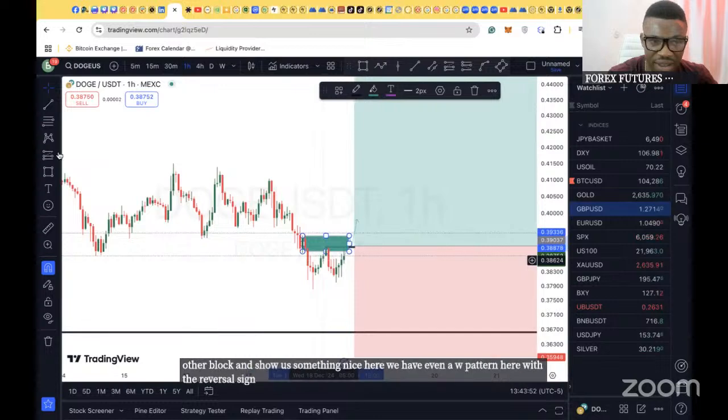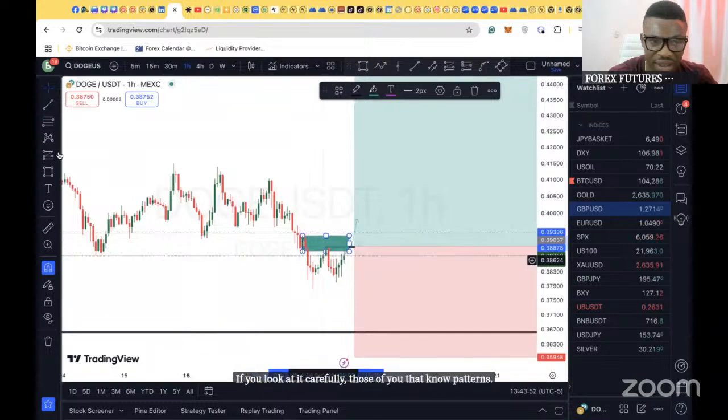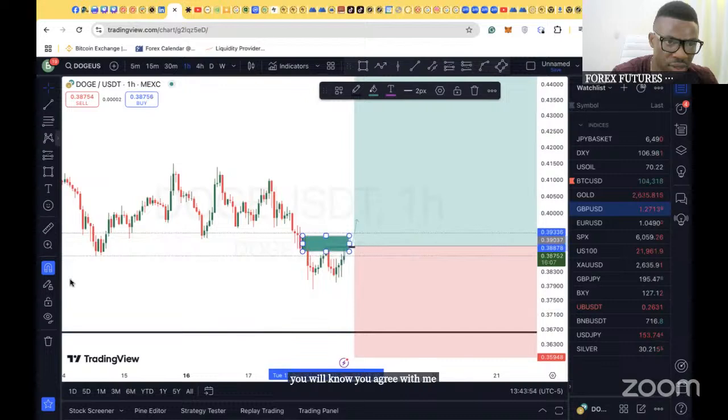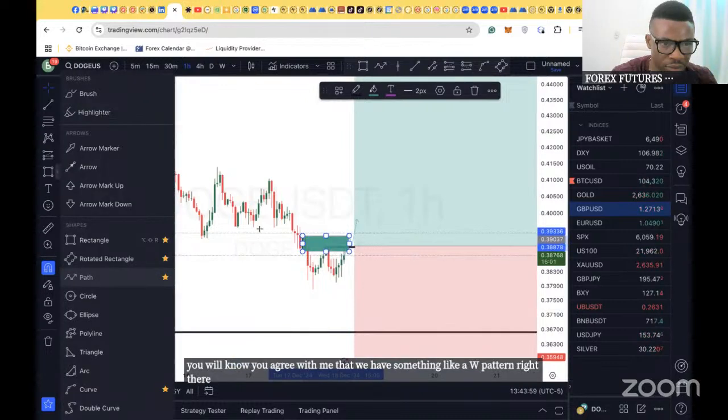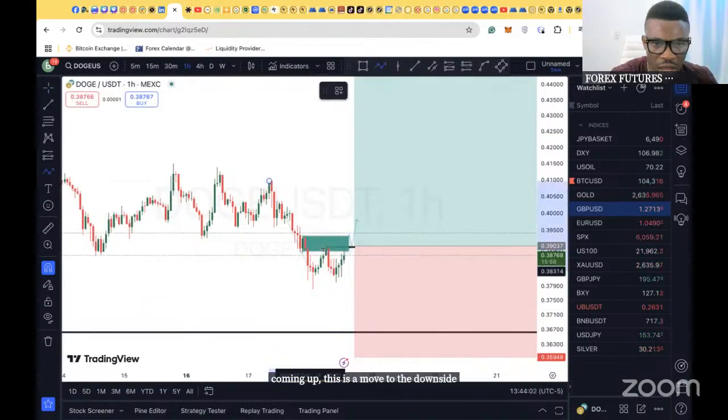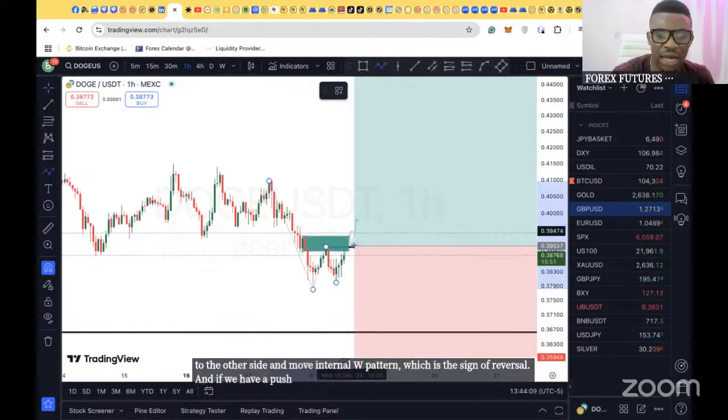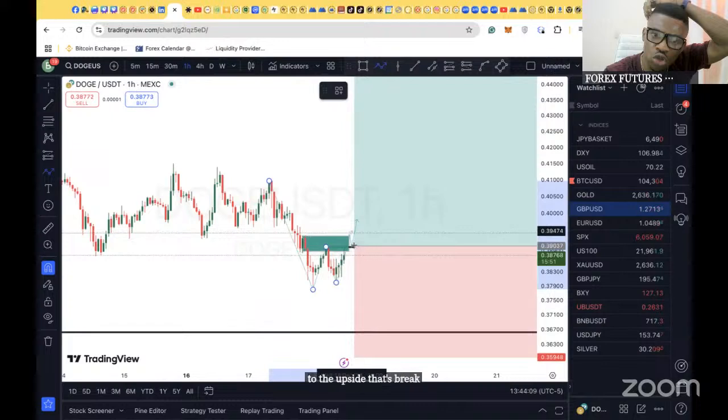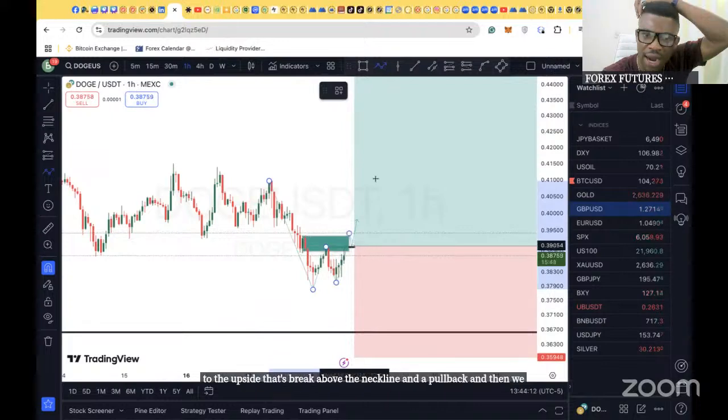If you look at it carefully, those of you that know patterns, you agree with me that we have something like a W pattern right there forming up. This is a move to the downside, one leg, and a move to the other side, an internal W pattern, which is a sign of reversal. And if we have a push to the upside, that's a break above the neckline, and a pullback, and then we are good to go. We are going all the way to take profit here.